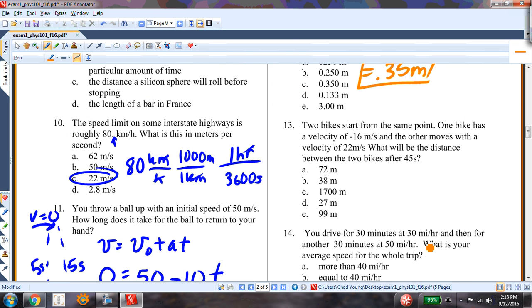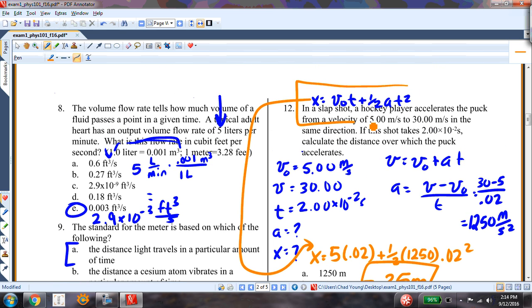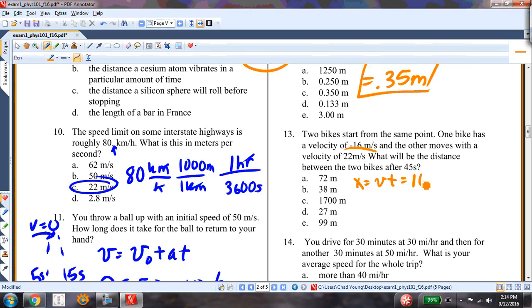Two bikes start from the same point. One bike has a velocity of -16 and the other moves with a velocity of 22 meters per second. What will be the distance between the two bikes after 45 seconds? Okay, this also came from the OpenStax quiz. So one bike is traveling 16 meters per second. The distance is equal to v times t. Notice that this is really just a simplification of this equation with no acceleration. So I'm just looking at this first part. My x is equal to v times t. That's 16 meters per second times 45.